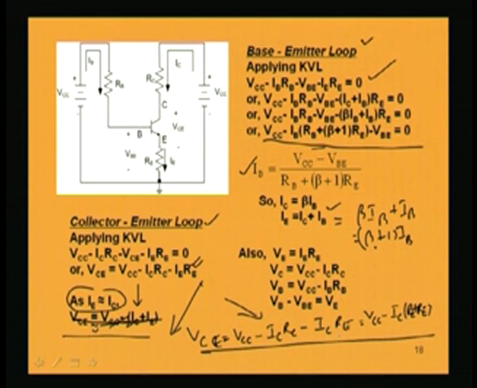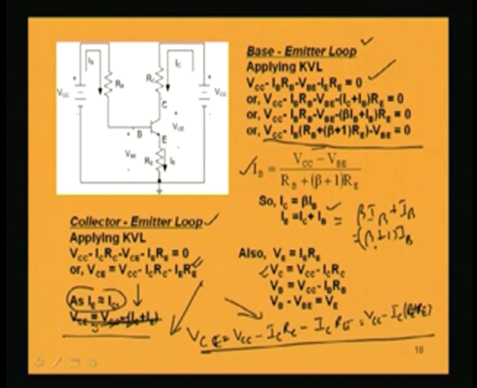Also here, if I want to find out the voltage at this emitter point with respect to ground, that I can find out: VE is equal to IE into RE. And what is the voltage VC? When I say VC, that represents the voltage with respect to ground. So, mind it, there is a difference between VC and VCE. VCE is between the terminals C and E, but VC is the voltage at the collector with respect to ground, and that is equal to VCC minus IC RC.